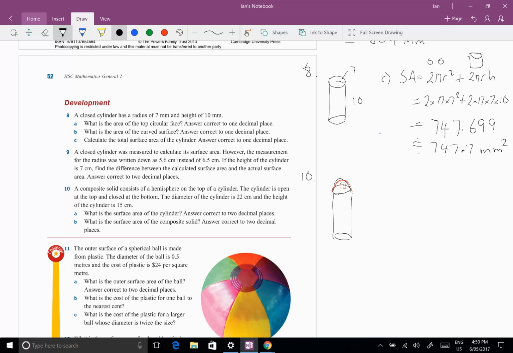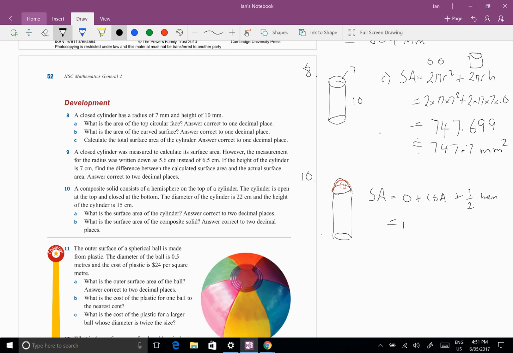Well, this is where having an understanding of what the formula stands for is much better. I've got the circle at the bottom, I've got the curved surface area, but I don't have the circle at the top because it's covered by a semisphere, a hemisphere. So my surface area equals the circle at the bottom, the curved surface area, and then I've got half a semisphere or a hemisphere.